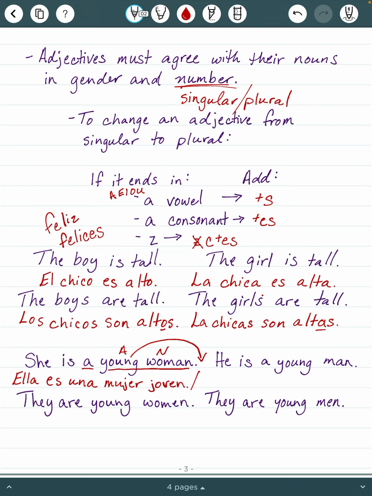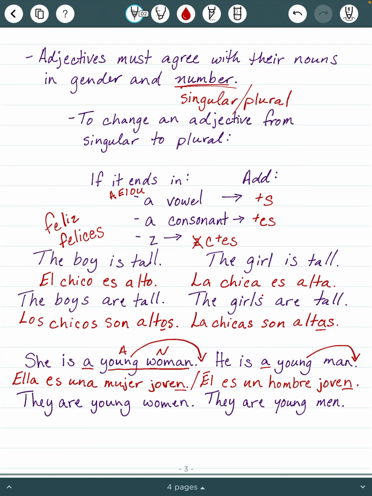He is a young man. Él es. Go with that masculine word for un. Same thing. Young after man. Hombre joven. Now again, in both of these, man and woman are, that word joven ends in an N, so it already agrees. You don't have to change anything. Don't have to add any O's, add any A's, or anything like that.